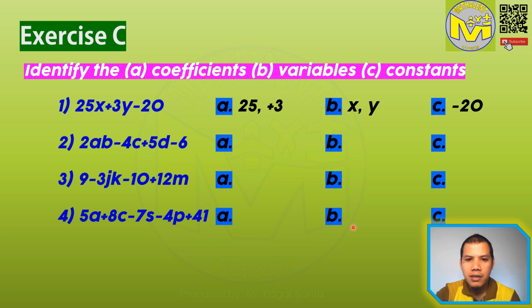Let's go to letter B. Identify the variables in this expression. So what are the variables in this expression? In the first term we have A, second term we have C, third term we have S, we have P in the fourth term. So the answer is A, C, S, P. Wait, don't forget the commas, okay?